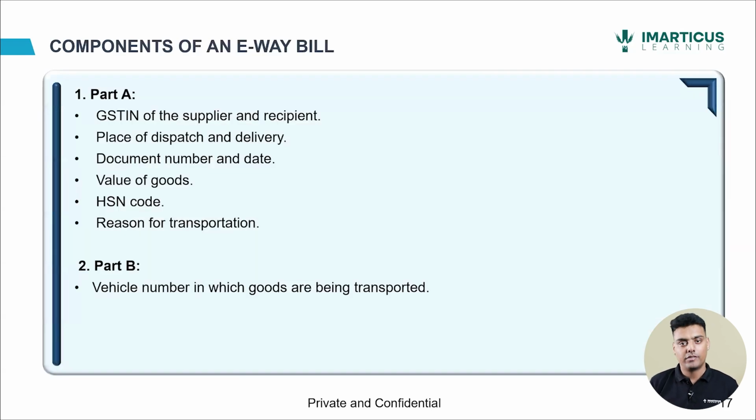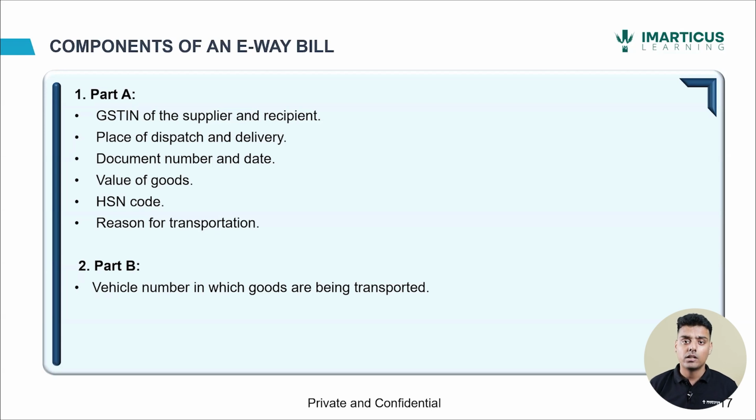What are the components of an e-way bill, you ask me? The e-way bill has two components, Part A and Part B. Part A has the details of the transaction. Example, GST number of the supplier and the recipient, the place of dispatch from where the goods are going, and the place of receipt where the goods are going to be delivered.